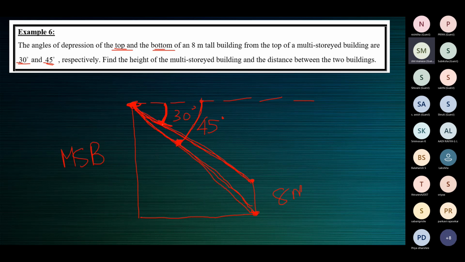This is one line of sight for the top, and this is the horizontal. So between that is the angle of depression. Whether elevation or depression, it is between the horizontal and line of sight. Again, the same horizontal. Line of sight is different. This is the line of sight. So between the horizontal and the bottom line of sight is the angle of depression of the bottom, 45 degrees.